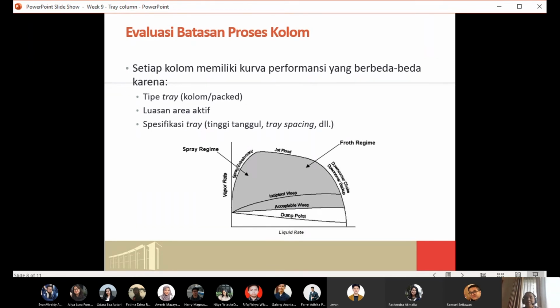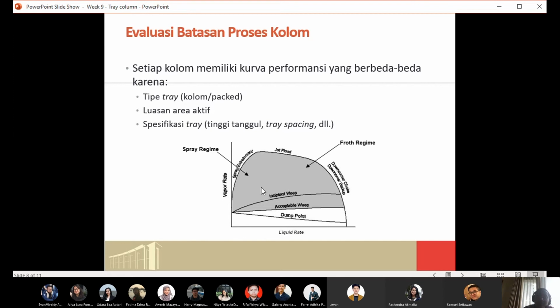Why? Because the liquid should go down from the top side to the bottom side through the downcomers only, not through the holes of the tray. But because the vapor rate is too low, the liquid goes down through the holes of the tray.